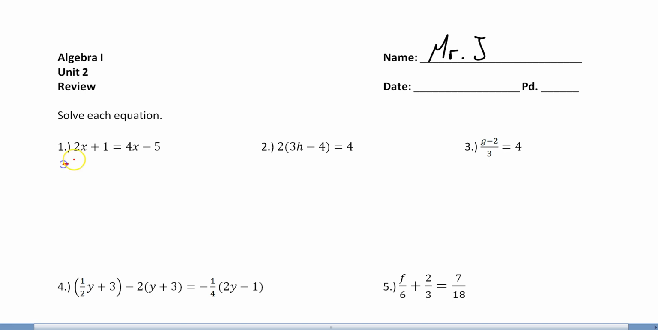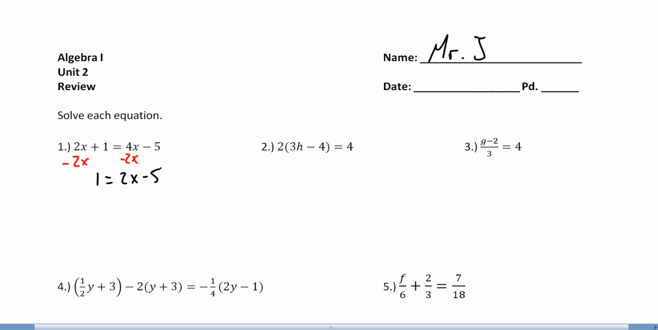I'm going to subtract the 2x from each side because it's always easier to move the smaller variable. So I move the smaller variable. That gives me a 1 over here. Over here, I subtract the 4 minus the 2x, and I end up with a 2x.